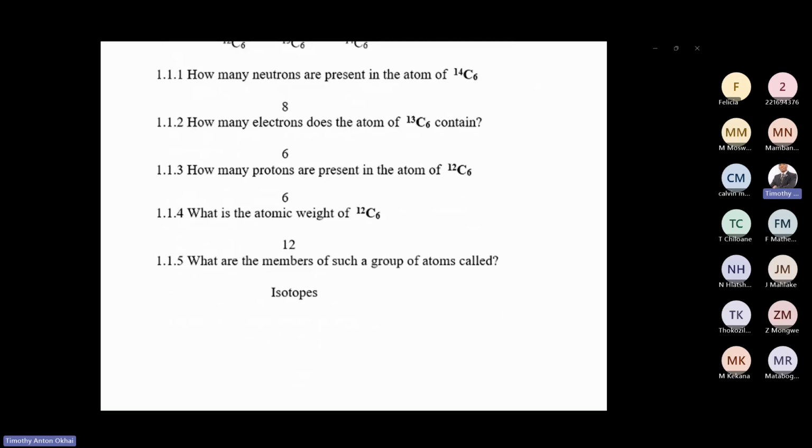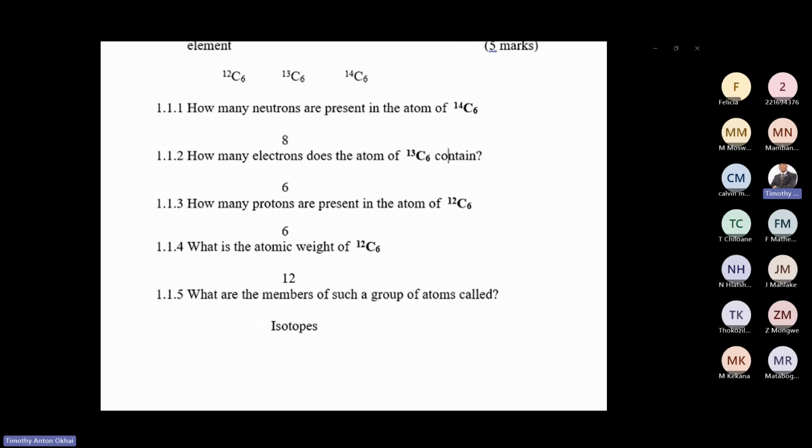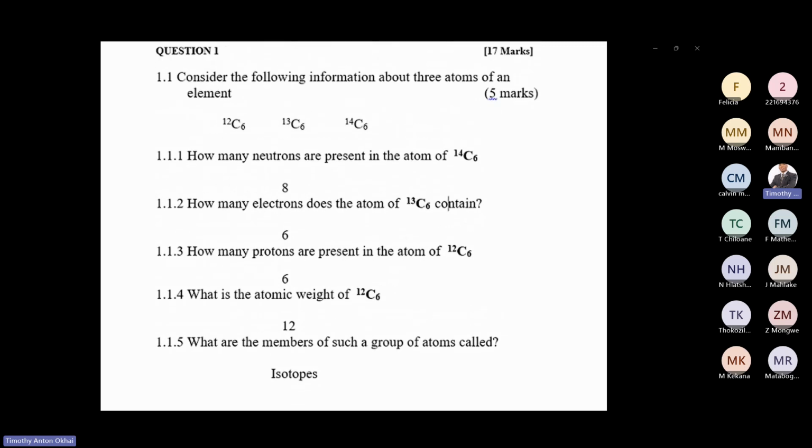Now let's go to the final question, which says, what are the members of such a group of atoms called? Obviously, they are isotopes. Isotopes are those groups of atoms that have the same atomic number as you see at the top here, carbon. They all have the same atomic number as 6, but they have different atomic mass. Here we have atomic mass 12, atomic mass 13, atomic mass 14, but the atomic number remains the same across board. So which makes this group of atoms to be isotopes.